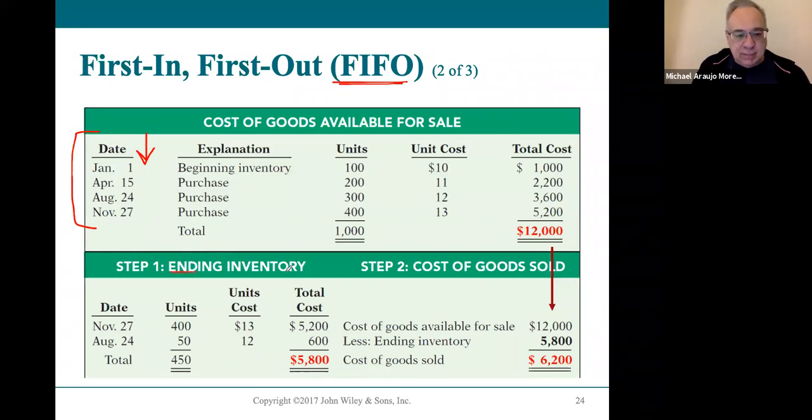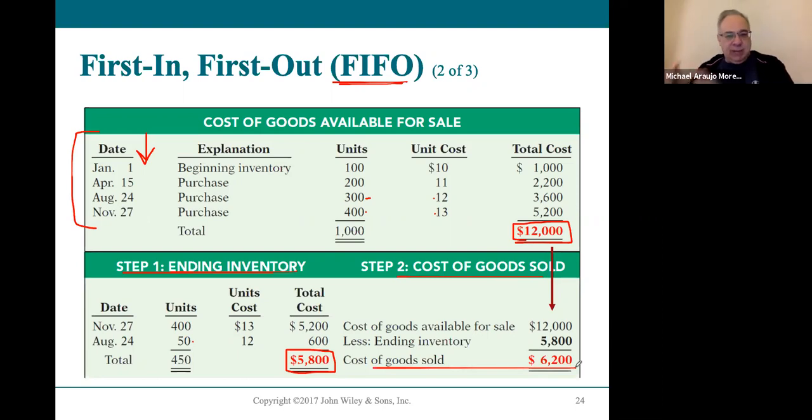What's in your store? Your book asks you to determine what's in your store. Well, 50 of these are still in your store, and all 400 of these are still in your store. So the value of your inventory is the 50 at $12, which is $600, plus the 400 at $13, which is $5,200. So you still have $5,800 worth of inventory in the store. Remember, you started with the $12,000, and you still have $5,800. The difference is what you sold, so the difference is the cost of goods sold.